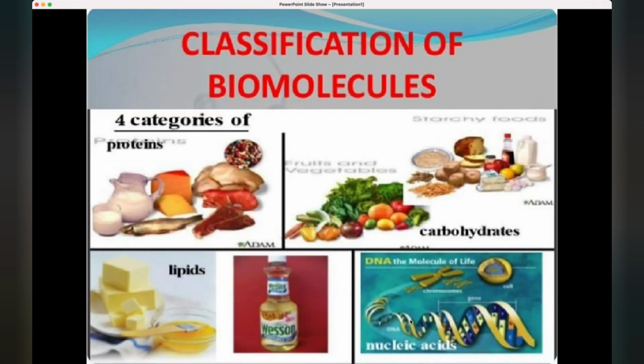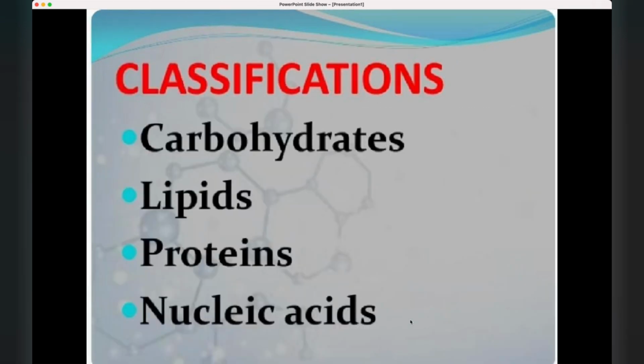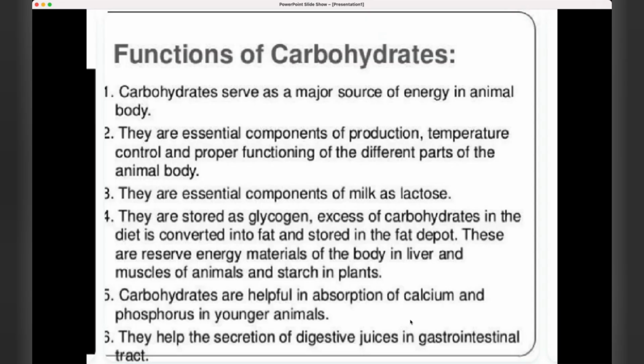So, when you talk about the classification of biomolecules, we have mainly four categories coming under this, which are proteins, carbohydrates, lipids, and nucleic acids. And again, you can see on this screen the classification of biomolecules into carbohydrates, lipids, proteins, and nucleic acids. And now we'll discuss the important functions of carbohydrates.